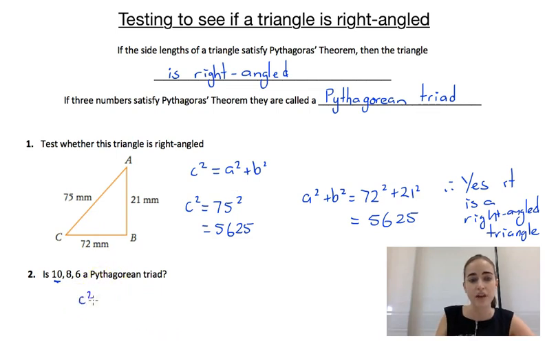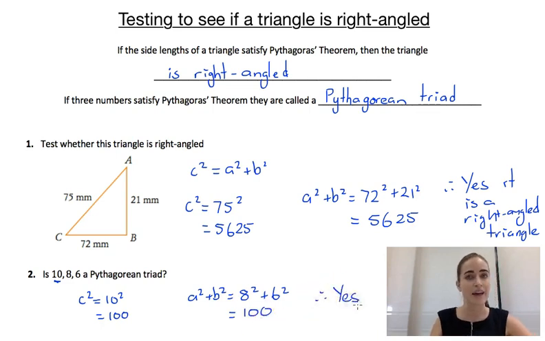So our c squared would be equal to 10 squared, which is 100. And our a squared plus b squared would be our two shorter sides. So that would be 8 squared plus 6 squared. If you put that in your calculator, it will end up with 100 as well. So therefore, yes, it is a Pythagorean triad.